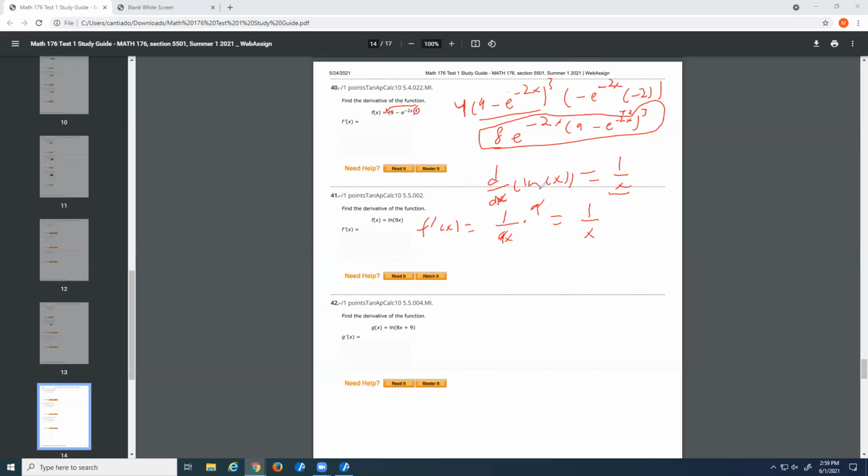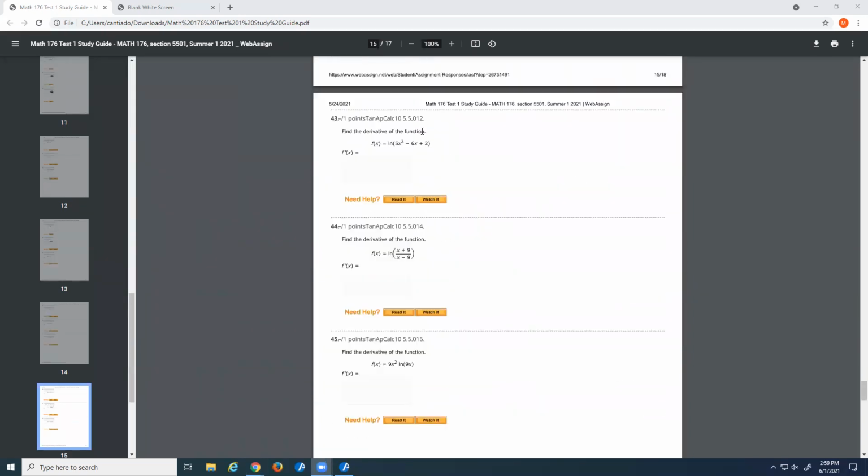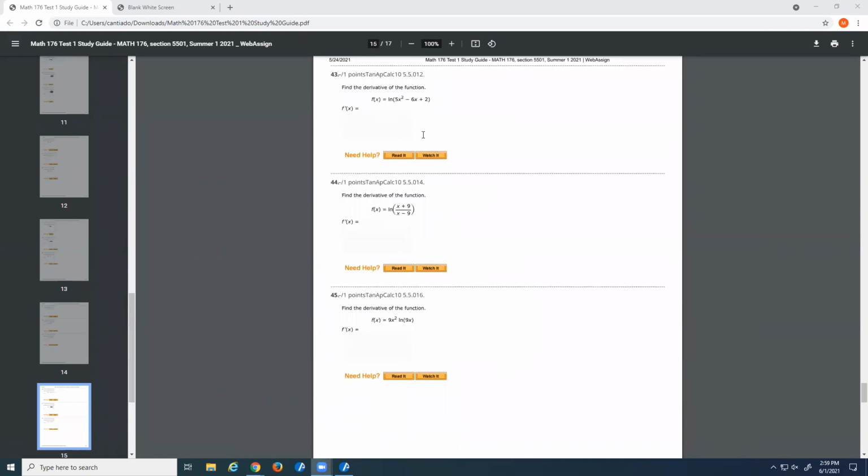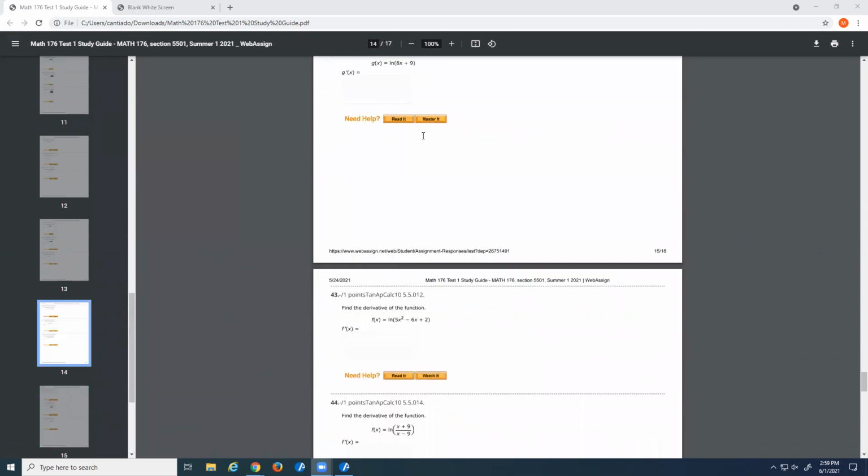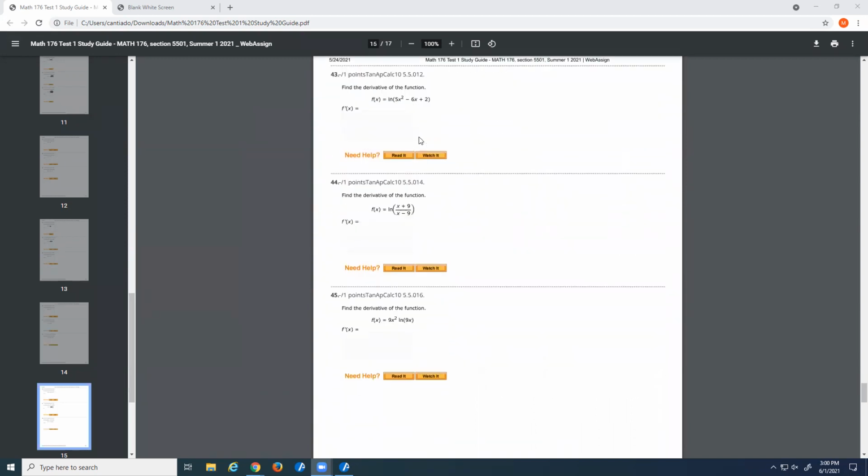And then number 42 is going to be similar, except I don't think it'll cancel out quite as nicely, but it shouldn't be too bad to evaluate, just using these same principles and formulas as before. So I'm going to leave that one for you guys to practice. Moving on, number 43 is again the same idea, except you have a quadratic in there. I'll leave you guys to do 44, the quotient rule one, and I'll do 43 for you. So for 43, we're given this function.